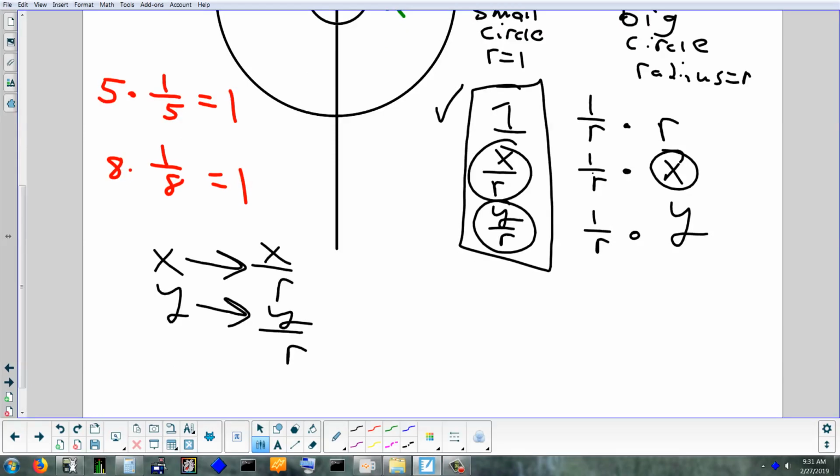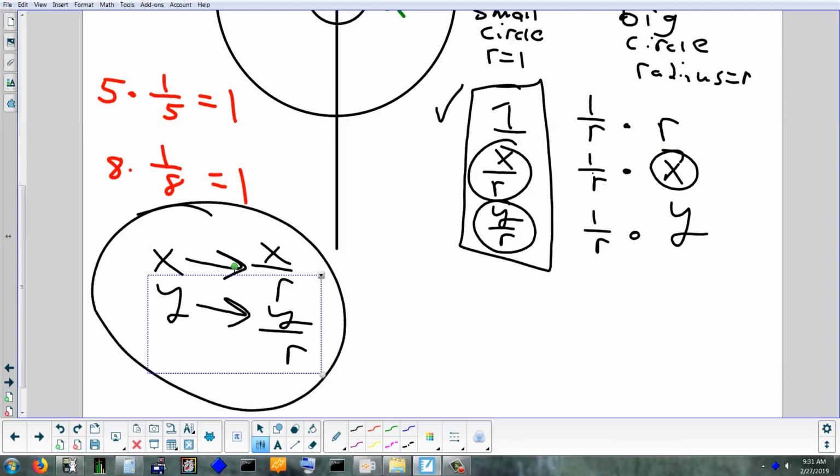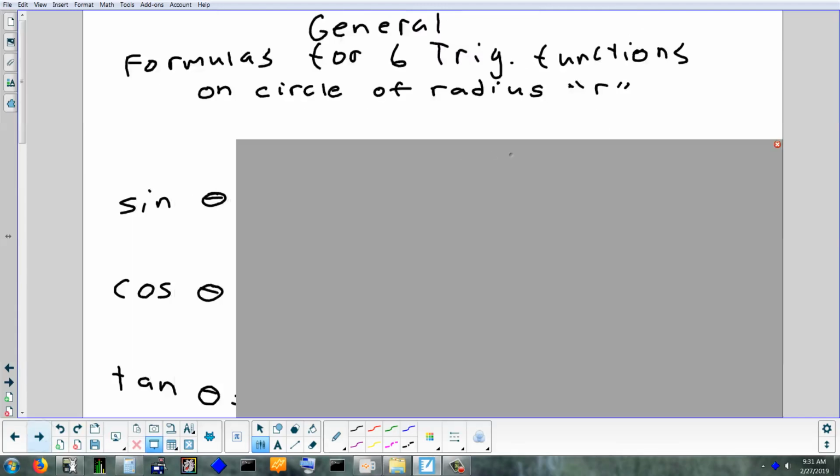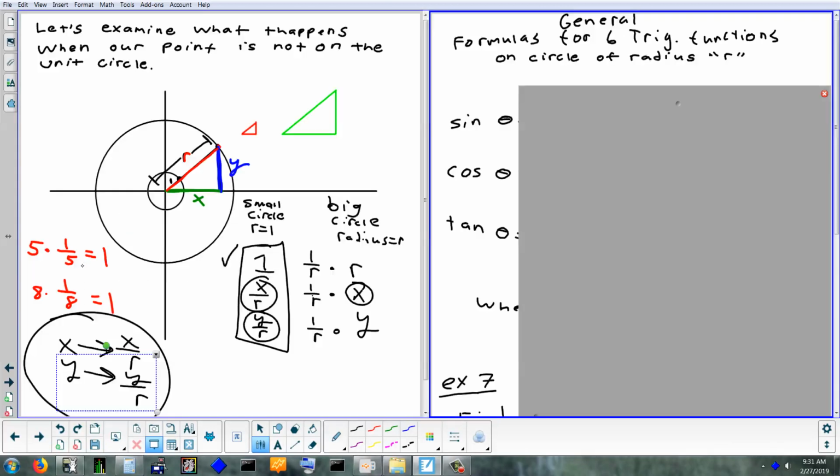All right, so when we scale it down, I'm trying to just show you what happens to all the sides. The radius turns into 1. That's what we want, so it's on a unit circle. X turns into x over r. Y turns into y over r. As long as you remember those two things, that's all that happens when you work on a circle that's not the unit circle. So I'm going to show you the same formulas that we did on Monday, except I'm going to keep in mind what I just circled right here.